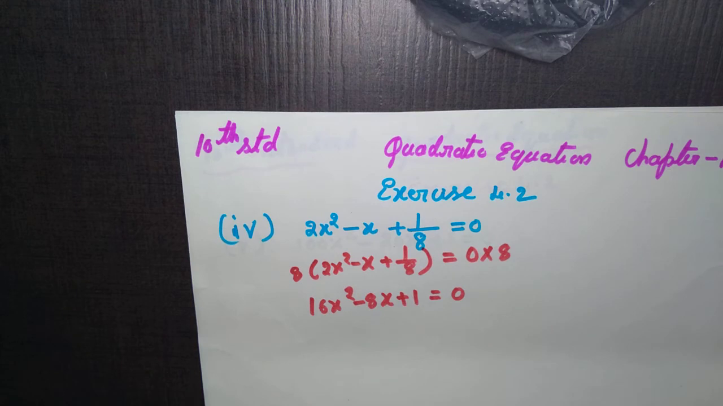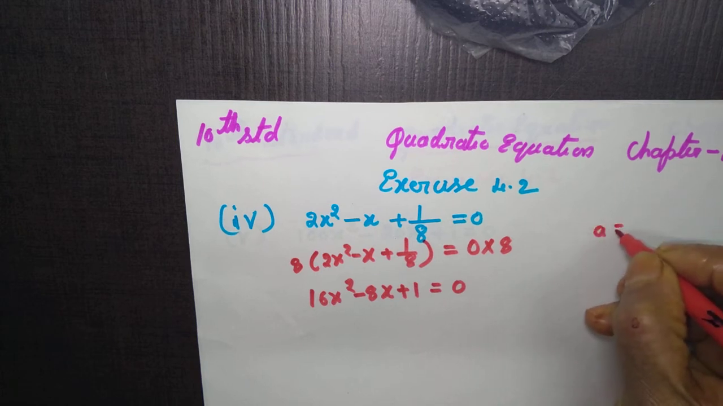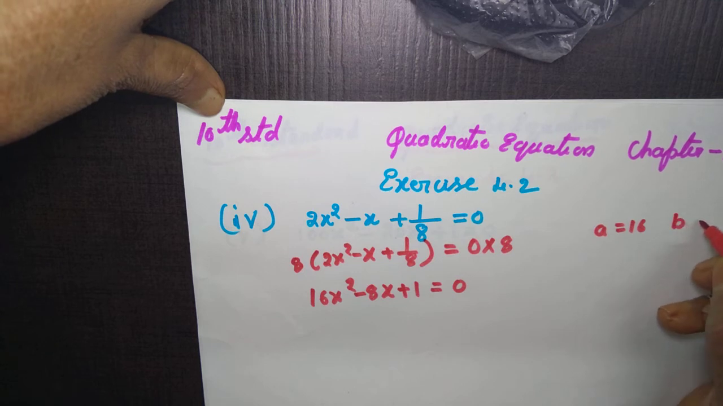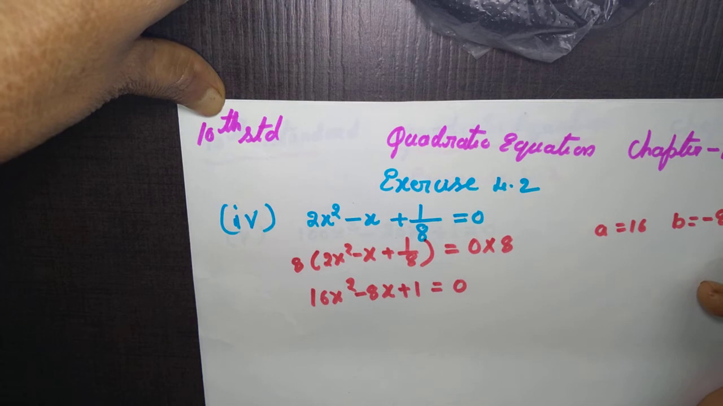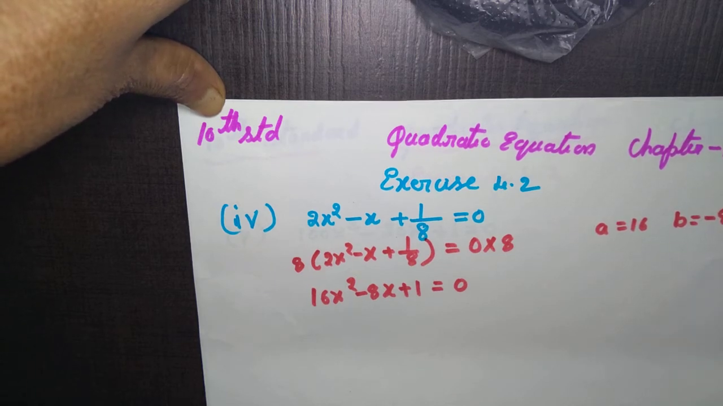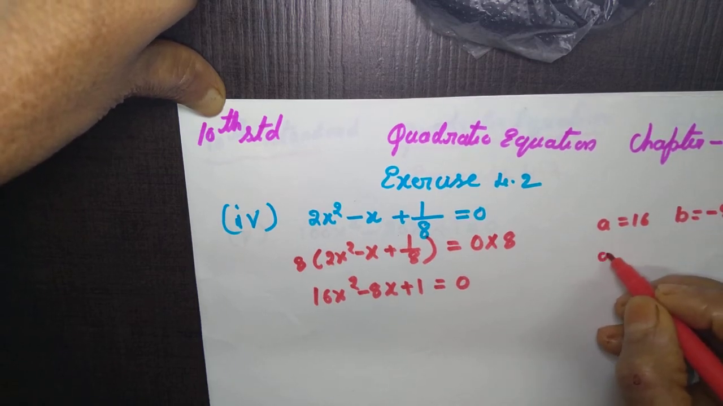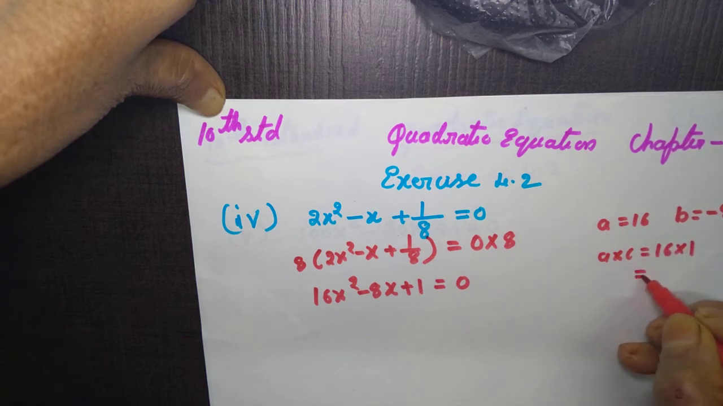This is the quadratic equation. Now what is the coefficient of x square? a is equal to 16, b is equal to minus 8 and c is equal to 1. Then when you multiply a and c, a into c is equal to 16 into 1, that is 16 only. Then factorize this 16.